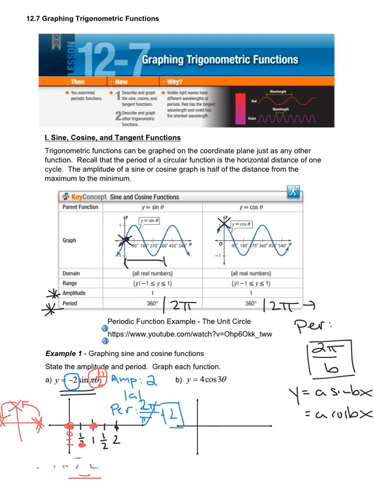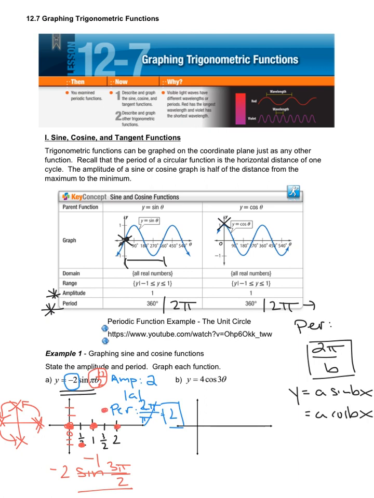Again, continue on. All we're doing is plugging in our x values we have in black for our table, or for our function. So now I plug in 3 halves, so I have negative 2 times the sine of 3 pi halves. If I look at my unit circle, I've rotated down to 3 pi halves. The y value at 3 pi halves is negative 1. Negative 1 times negative 2 is positive 2.